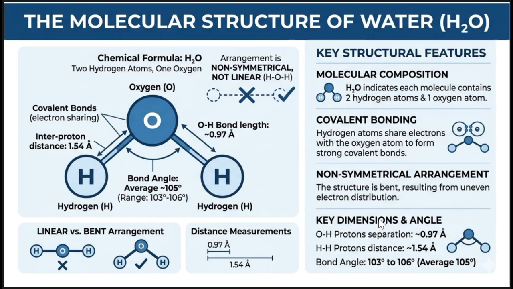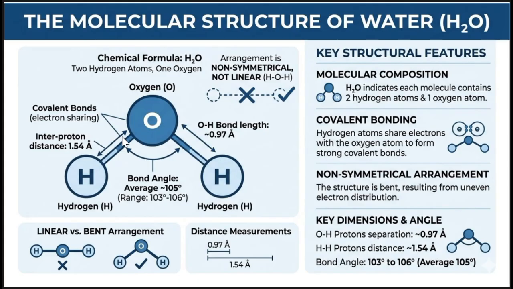I will explain the molecular structure of water in detail. We know the chemical formula of water is H2O. That means oxygen is bonded to two hydrogen, so there are two atoms of hydrogen and one atom of oxygen. This hydrogen is covalently bonded to oxygen. Covalent bonding means sharing of electrons. So oxygen will contribute one electron and hydrogen will contribute one electron, so they will share two electrons. That makes a covalent bond.